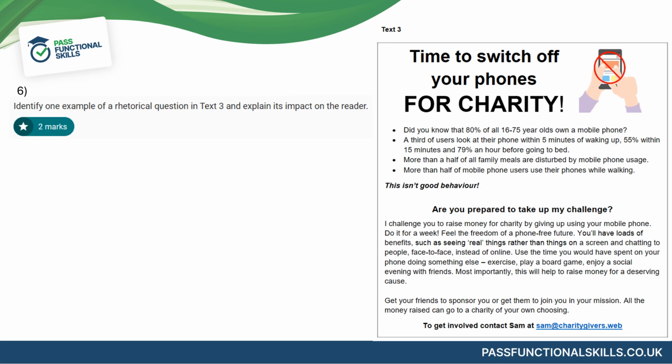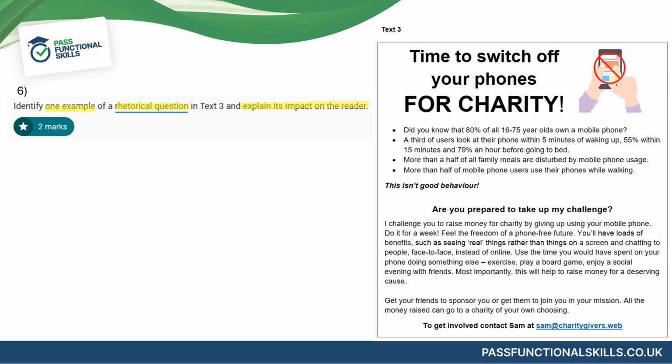Question 6. Identify one example of a rhetorical question in text 3 and explain its impact on the reader. So this is a 2-mark language features question. Rhetorical question is an example of a language feature, so you need to be able to know what one of those is to answer this question. And we should know from our revision that a rhetorical question is just a question that doesn't need answering. So it's used for a different effect rather than to get an answer from the reader.